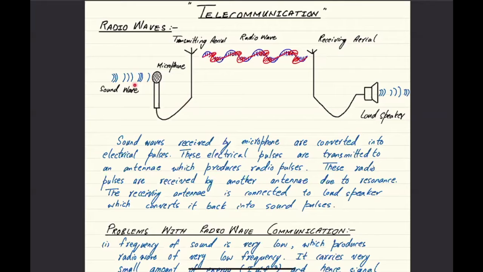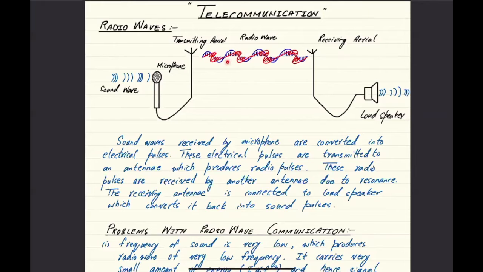Because sound has a very low frequency, the alternating current which is produced has to be synchronized with the sound wave. So the frequency of the sound wave would match the frequency of the alternating current, and that would also match the frequency of the electromagnetic waves. So that frequency happens to be very low for the electromagnetic wave.